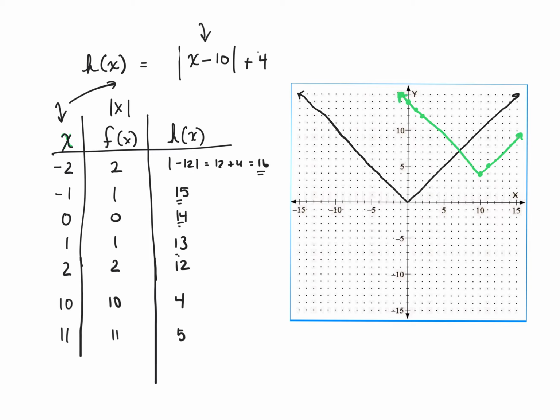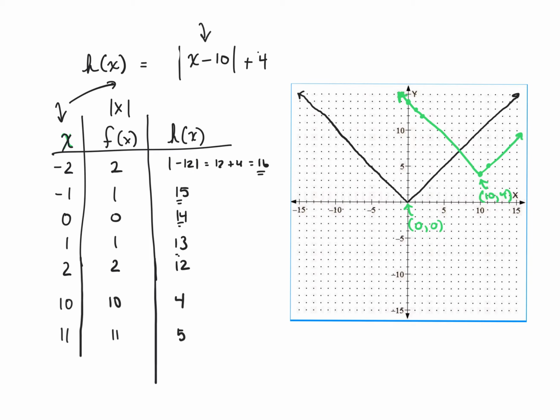Okay, there are some things that I want to take a look at here. A couple of things I want to take a look at are this coordinate versus this coordinate. So these two are vertices. The coordinates of the original vertex are 0, 0. And the vertex of the new function, looking at this, is 10, comma, 4. So what's interesting here, again, is we kind of get this reverse effect going on.